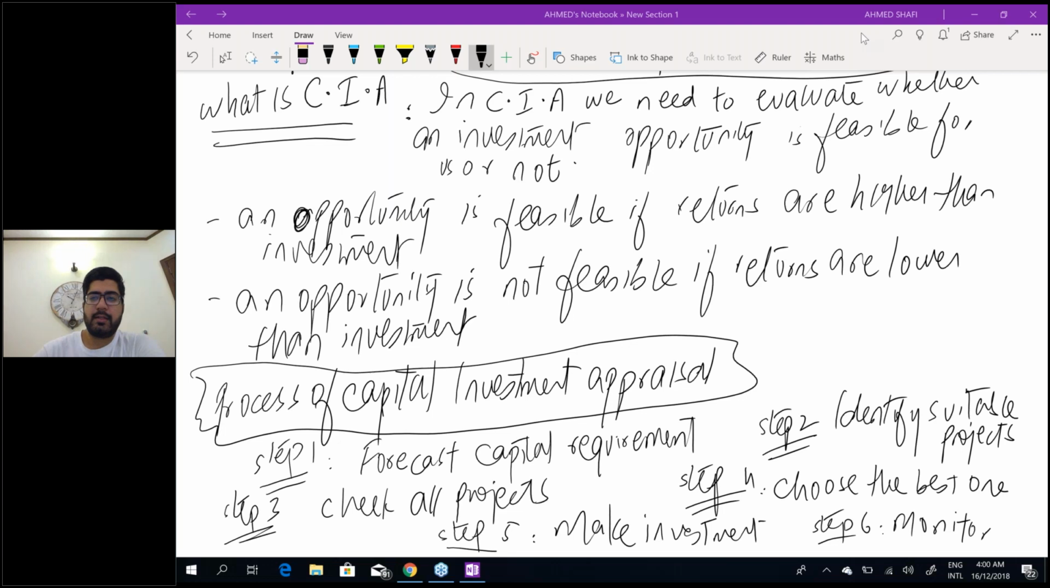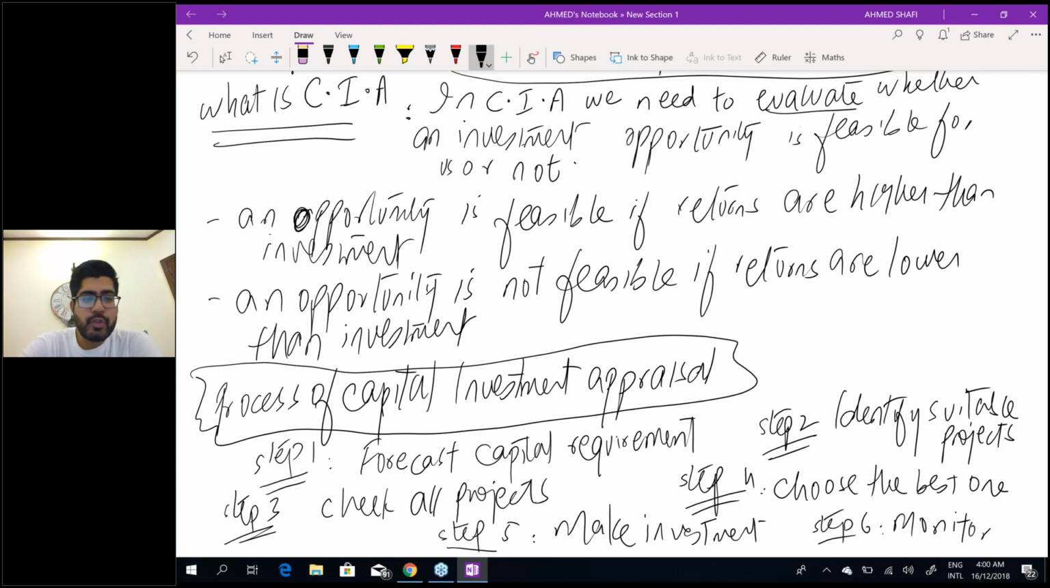Okay, so let's start the lecture. Topic number one is capital investment appraisal. And I first need to explain to all of you what exactly capital investment appraisal is. In capital investment appraisal, we need to evaluate whether an investment opportunity is feasible for us or not.